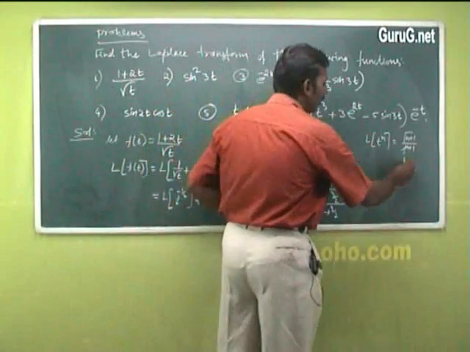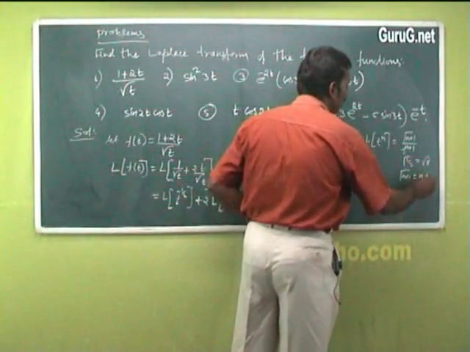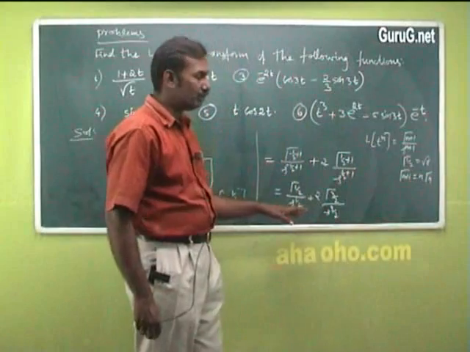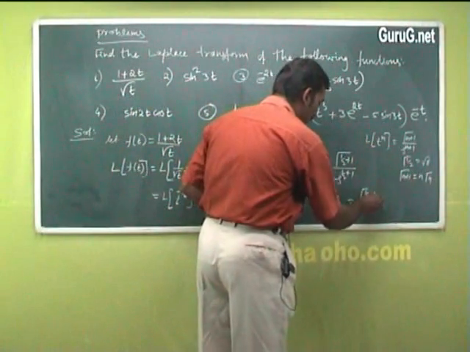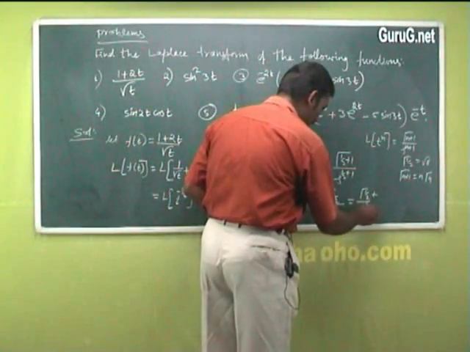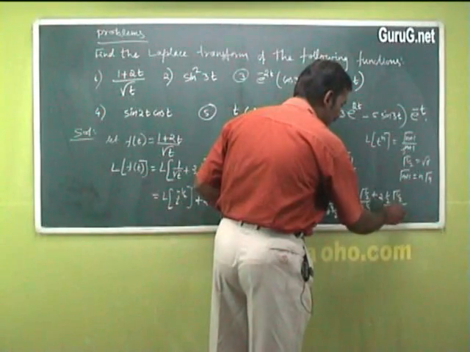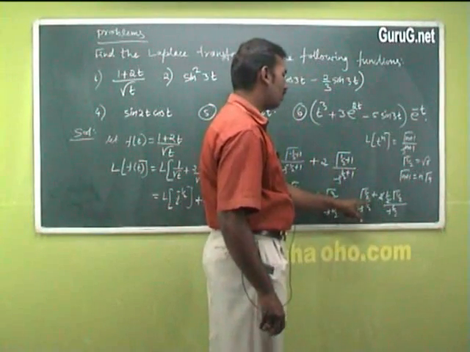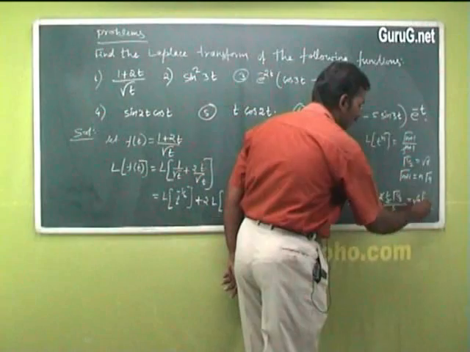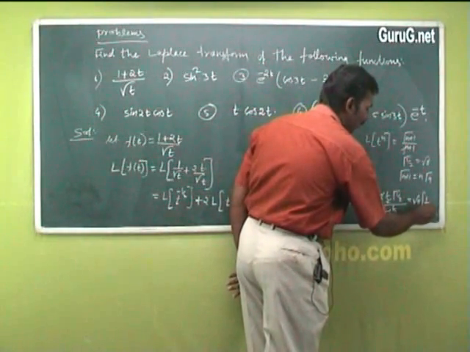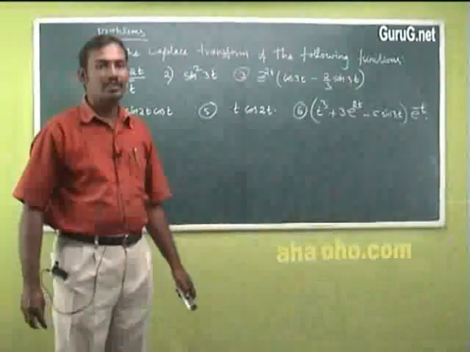You know the value of gamma of half is root pi, and gamma of n plus 1 equals n into gamma of n. So gamma of 3 by 2 is nothing but 1 by 2 into gamma of 1 by 2. So the 2s get cancelled. Then in the numerator gamma of half is root pi, so we get root pi into 1 by s power 1 by 2 plus 1 by s power 3 by 2. Right?